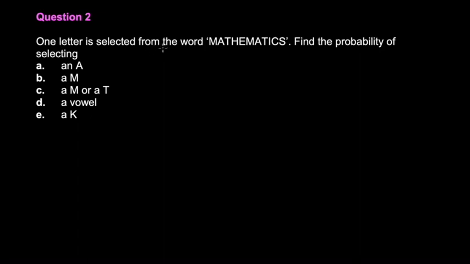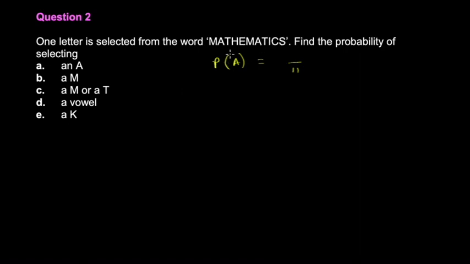So here, one letter is selected from the word mathematics. Find the probability of selecting an A. So again, you're finding the probability of selecting an A. You're dealing with probability where you have to count the number of outcomes. So it's 1, 2, 3, 4, 5, 6, 7, 8, 9, 10, 11. So the number of total possible outcomes for picking any letter from this word is actually 11.